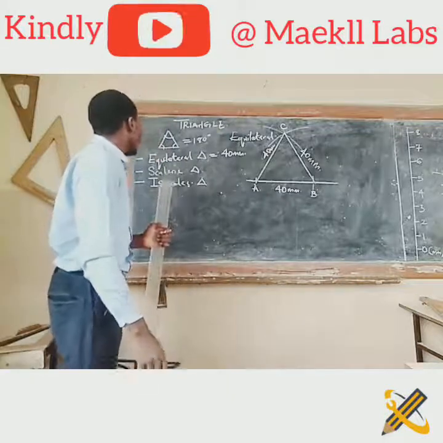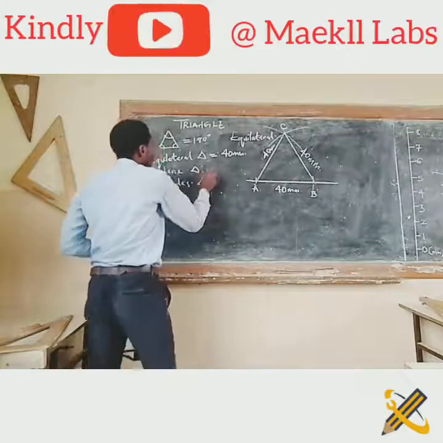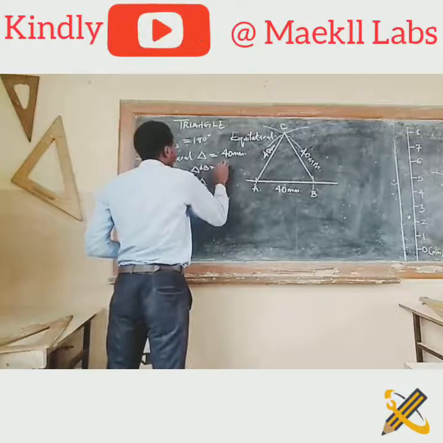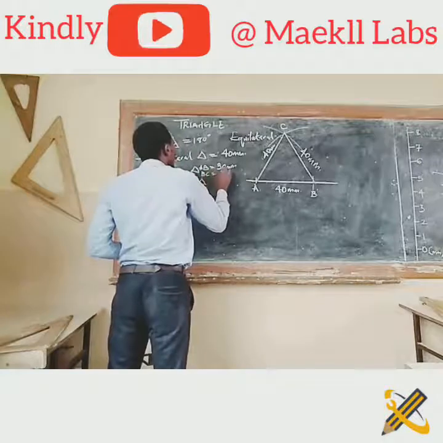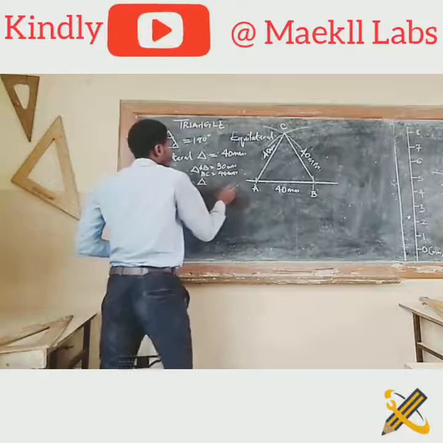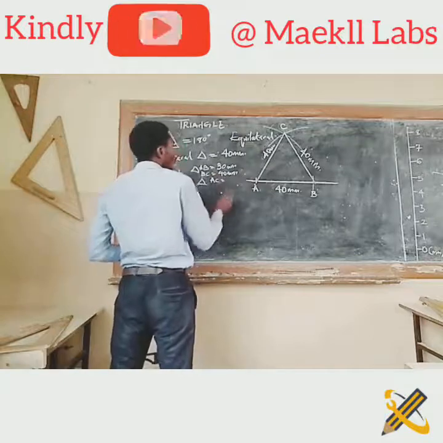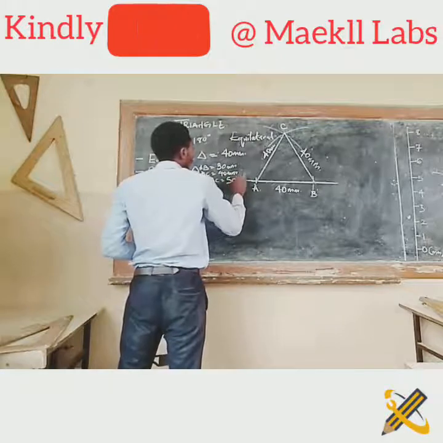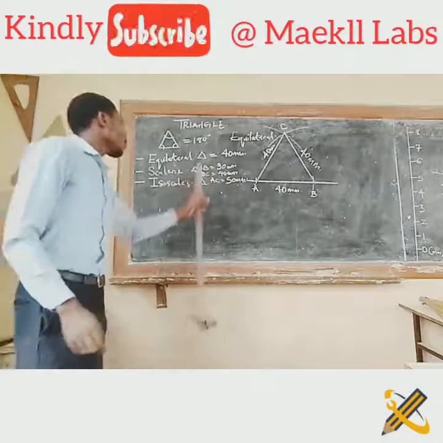So for the second one, I'm going to be constructing a scalene triangle. I was told that the dimensions of this triangle are AB equals 30 mm, BC equals 40 mm, and AC equals 50 mm. Okay, so my AB is 30, my BC is 40, my AC is 50.